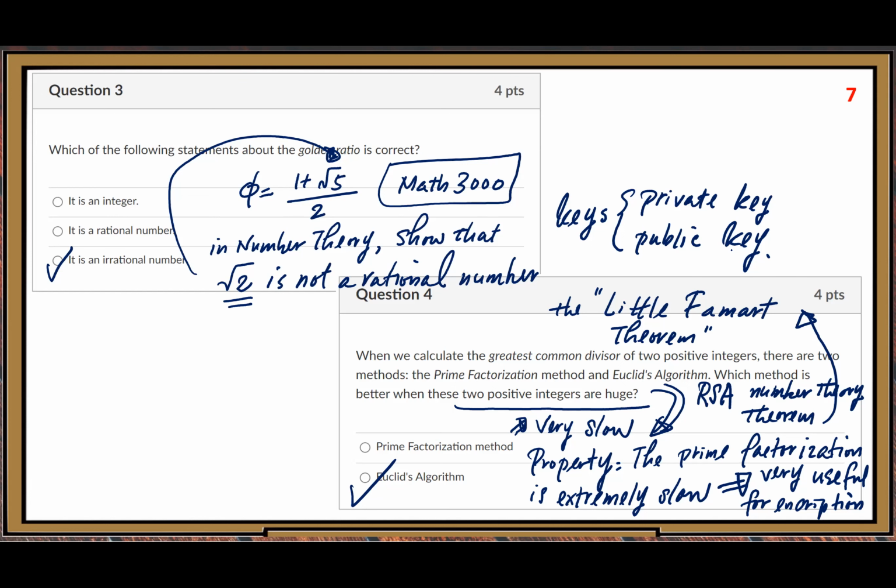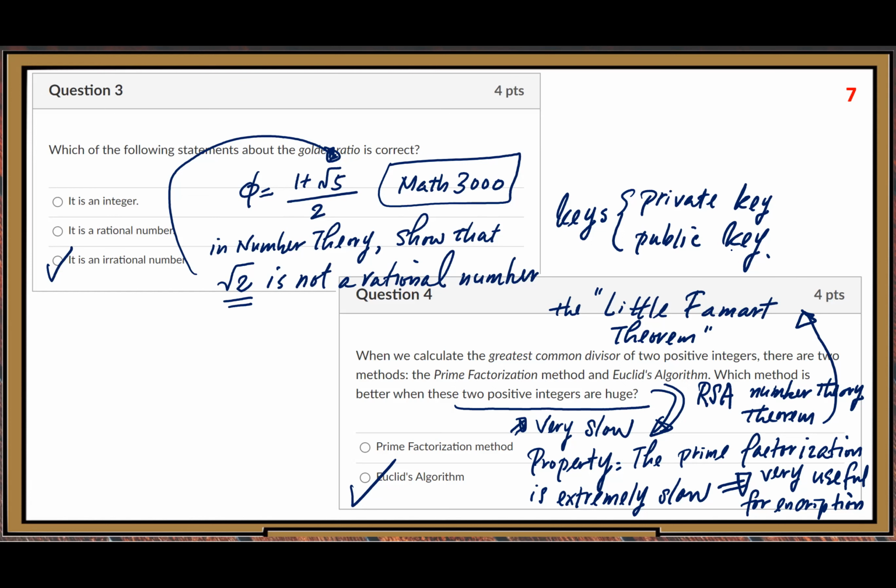But the hacker, so let's think about the hackers. Although they have the public key, they do not have the private key. So they cannot apply that little Fermat's theorem. So they have to do prime factorization directly. Then it is extremely slow. It is very hard to break it.